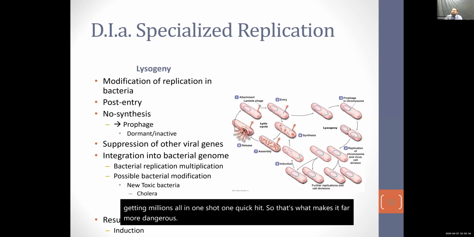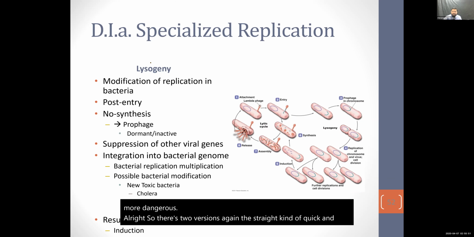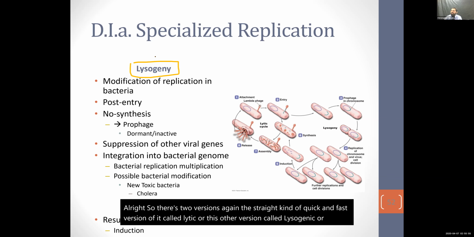All right, so there's two versions. Again, the straight kind of quick and fast version of it, called lytic, or this other version called lysogenic or lysogeny, okay, in which it kind of hides inside the host, waits for the right time, and then explodes into tons and tons of them a little bit later.